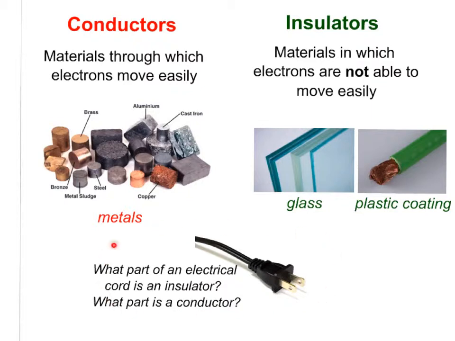So if you look at this cord, we've all plugged cords into an outlet, what part of that cord is an insulator and what part is a conductor? Well, if you said that the metal part is the conductor and the plastic is the insulator, you got it right.